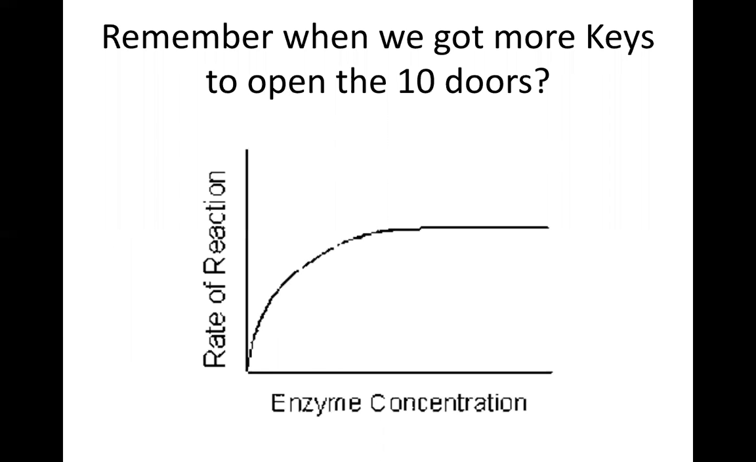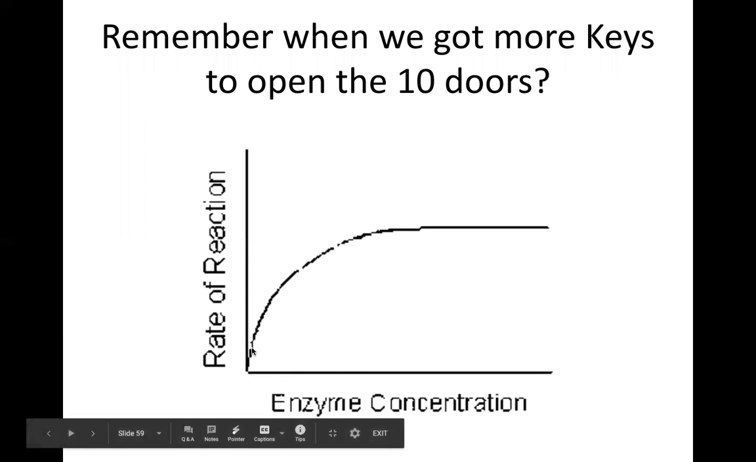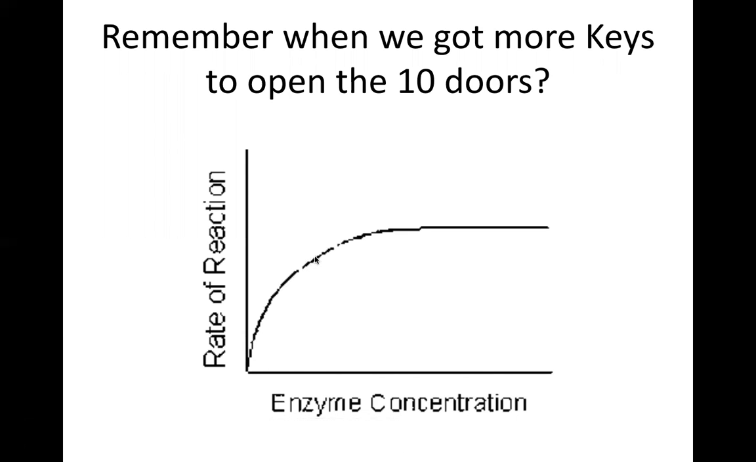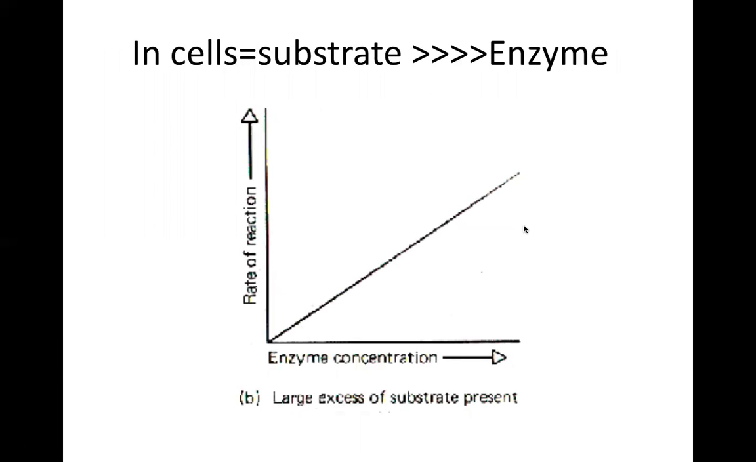So remember when we played the enzyme game, and we got more keys to open the 10 doors. What happened? As we got more and more keys, the rate at which we open 10 doors increased. Same thing happens in chemical reactions. As we add more enzyme, the rate increases up until a certain point where the rate just levels off. Now in cells, however, there's usually a lot more substrate than enzyme. So what we observe is like a straight line.